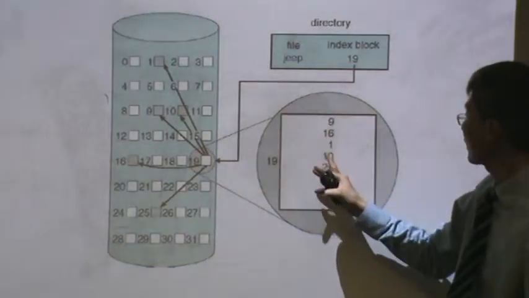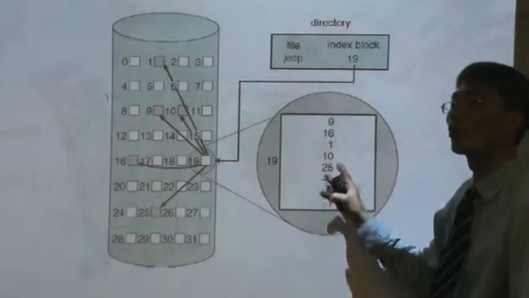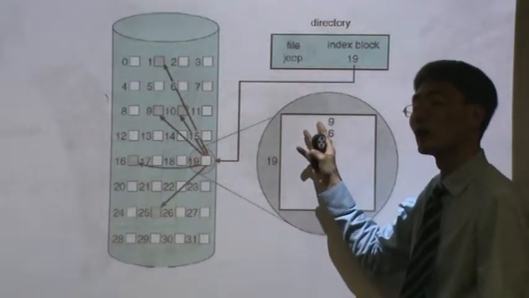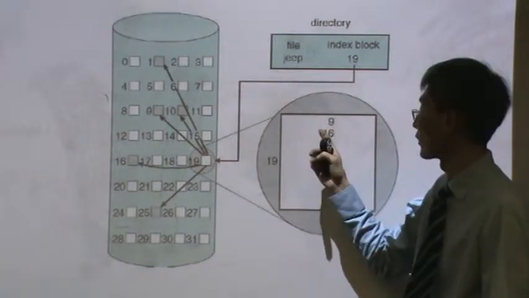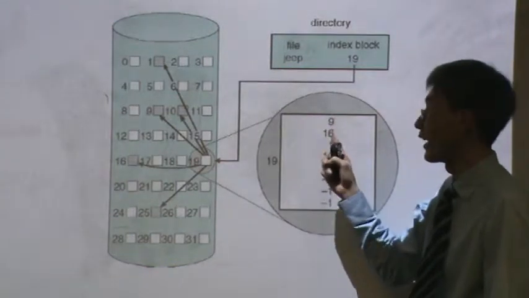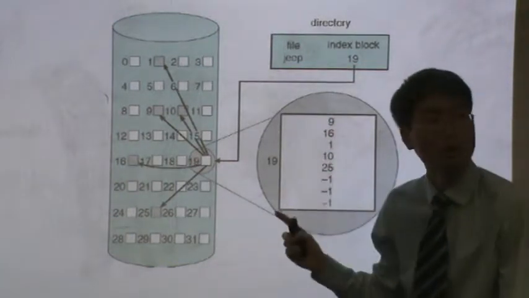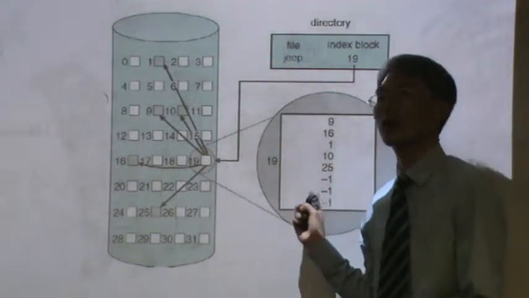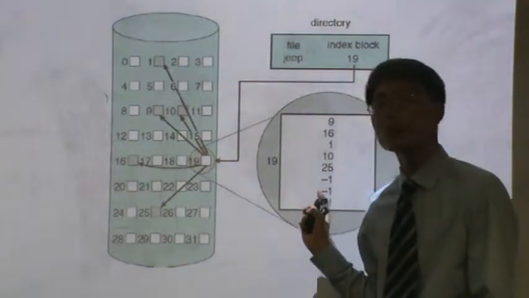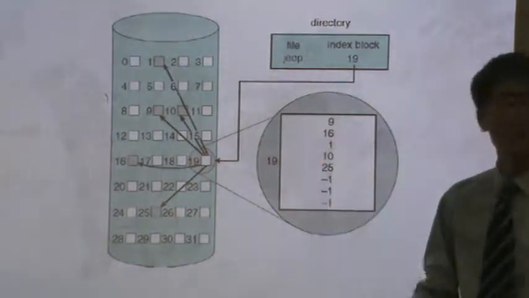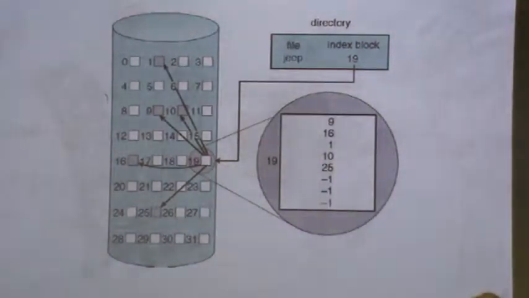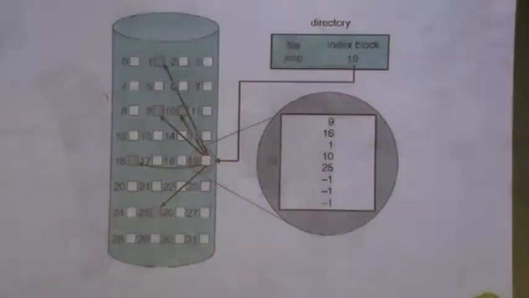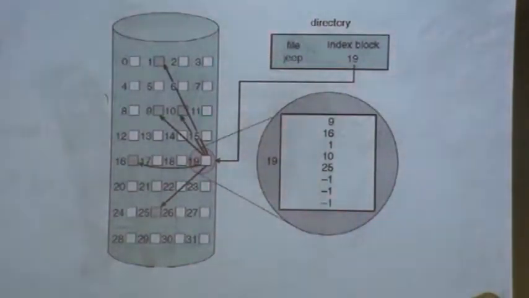So 9, 16, 1, ordered by the order of the file. So 9 is the beginning of the block, and next. It's not ordered by the block ID number. Then -1, -1 means it's available. It's not used yet, so you can still use this one. So this is the index. Then you can apply the searching algorithm to find the exact block.